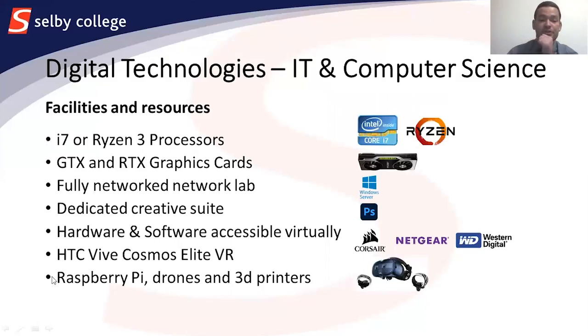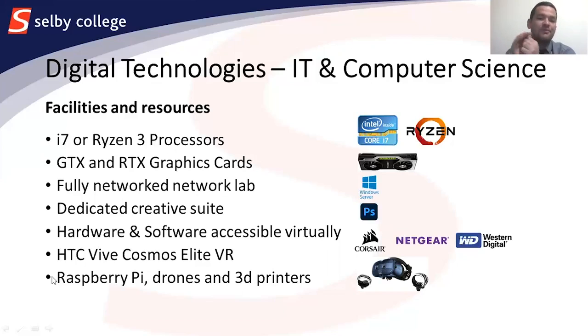The resources in the department are generally very, very good. We have lots of up-to-date equipment. Because we're IT, obviously the IT industry moves so quickly, we need to try and keep on the ball with things. So we have a range of different i7 and Ryzen processors. So we're rocking the Ryzen 3 processors at the moment. We're looking at trying to get some newer processors in. Unfortunately, i9s are a little bit out of our reach.